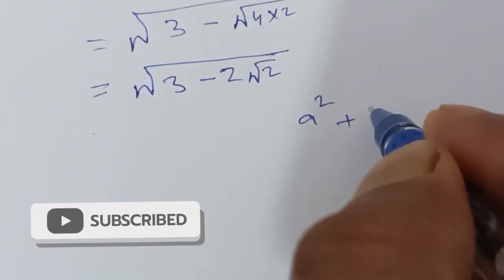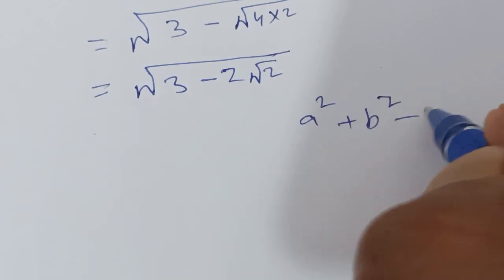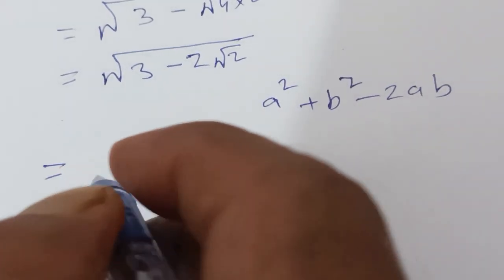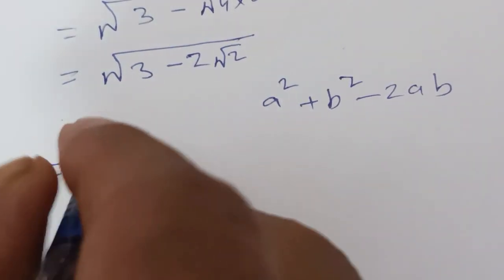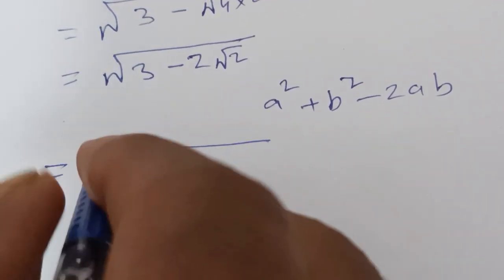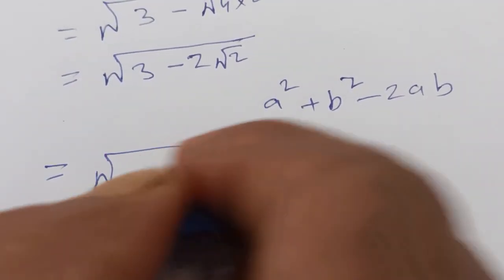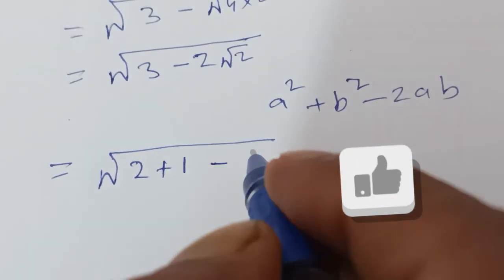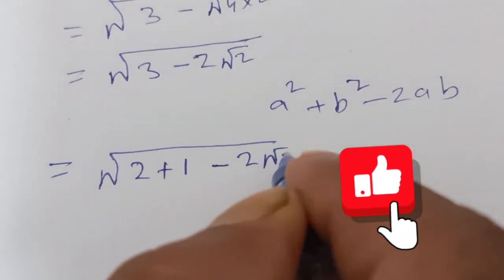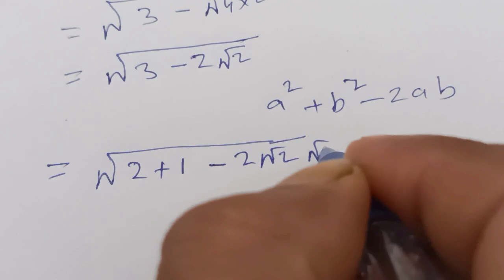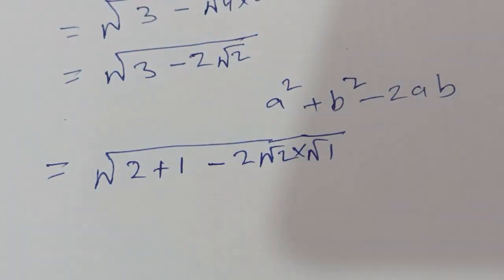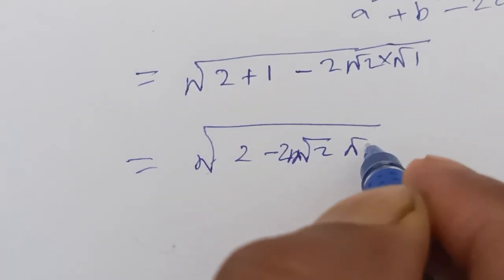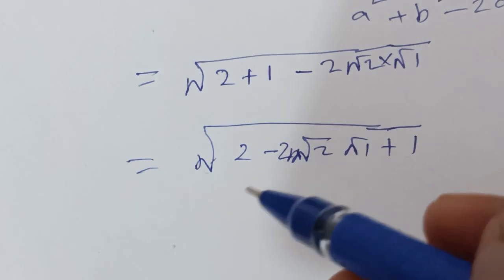a square plus b square minus 2ab. So we change this. Let me write this as root 3. So 3 will be changed as 2 plus 1, and 2 root 2 like it as 2 into root 1. 2 minus 2 root 2 into root 1 plus 1, and like this.